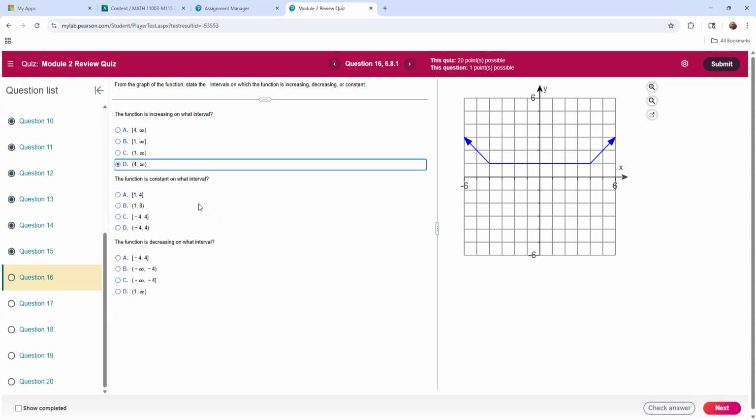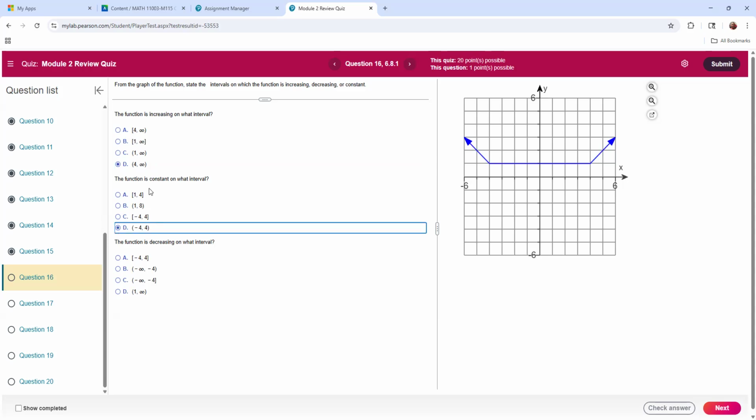So then y'all tell me, where is it constant, A, B, C, or D? And you are saying D? Yeah, because it starts going flat at the X value of -4 on the left side, and then it goes horizontal until it gets to the X value of +4. Y'all are throwing those curveballs within brackets, but on these intervals of increasing, decreasing, and constant, I can't say it enough. Do not pick the brackets, okay?